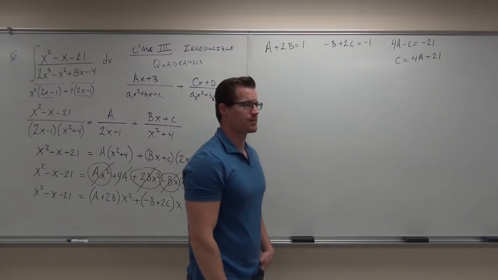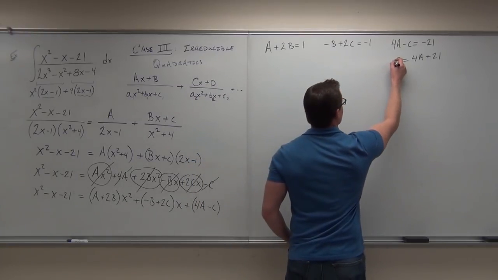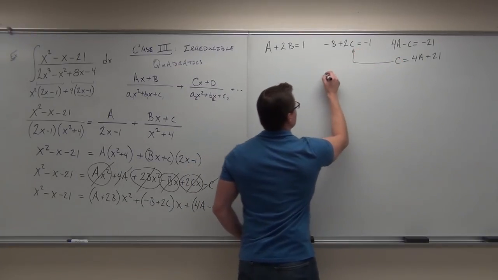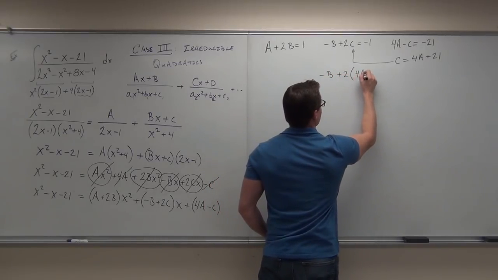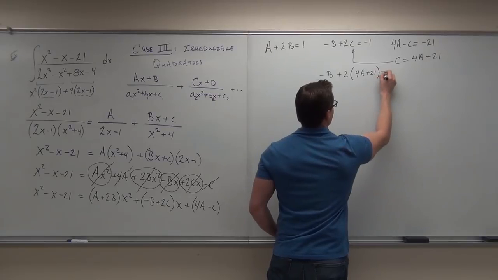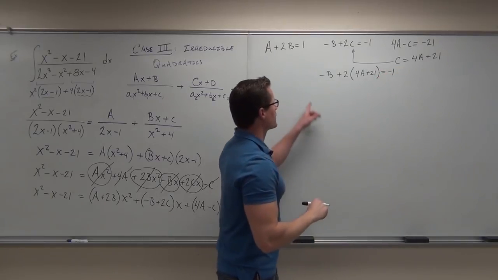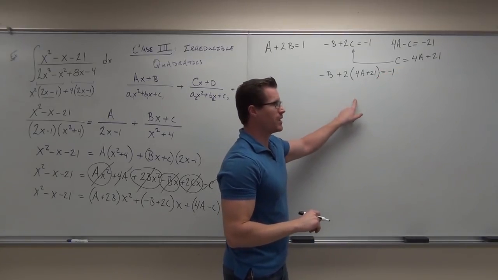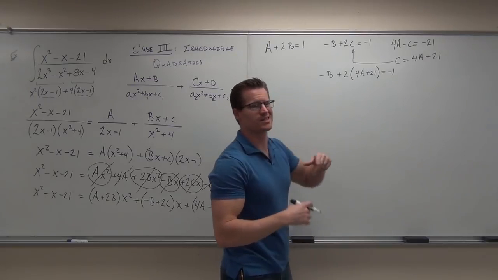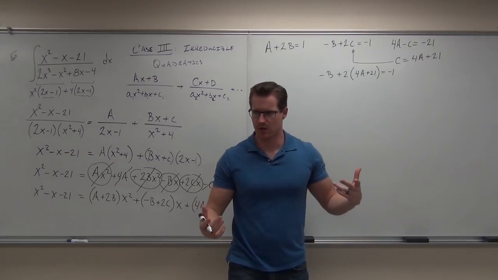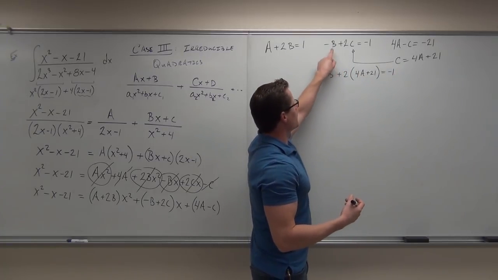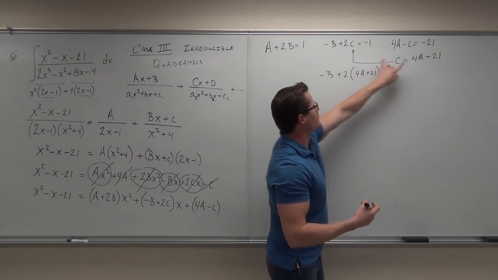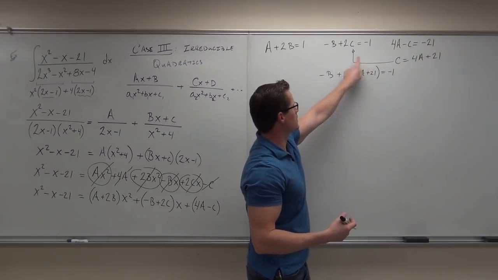Does that make sense? I would do a substitution here. I'd get negative b plus 2 times 4a plus 21 equals negative 1. The idea being, if I can get a's and b's, I can combine it with the other a's and b's and create a system of equations, and that will let me solve it algebraically. So do our substitution, no problem. We got negative b, cool, 2, no problem. 4a plus 21, that's our c, equals negative 1.